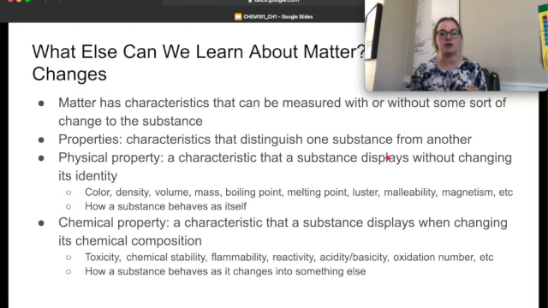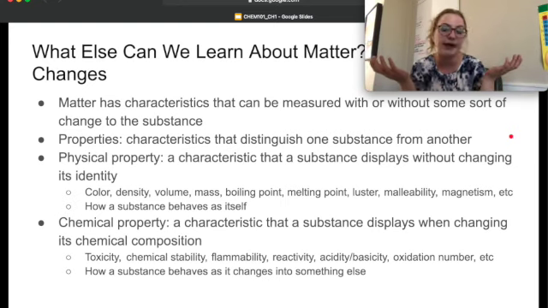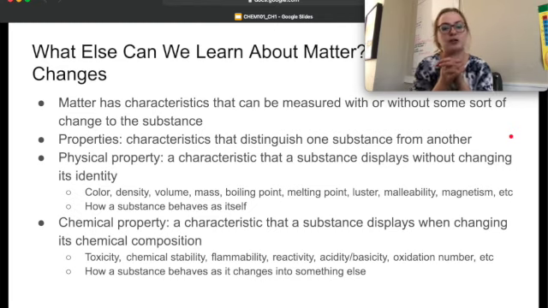So a physical property is a characteristic that a substance displays without changing its identity. So it's how the substance kind of behaves as itself. Like, how am I going to measure something about the substance while it's just sitting there, hanging out, doing its thing? So these might be things like color, density, volume, mass, boiling point, melting point. So the points at which that occur are physical properties attached to each substance. And so on and so forth here.